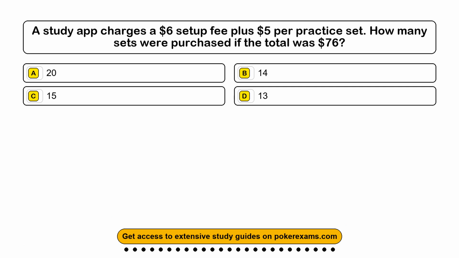Question 18. A study app charges a $6 setup fee plus $5 per practice set. How many sets were purchased if the total was $76? Option A 20. Option B 14. Option C 15. Option D 13.